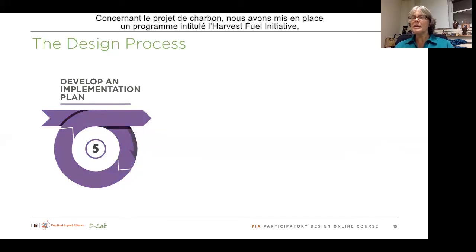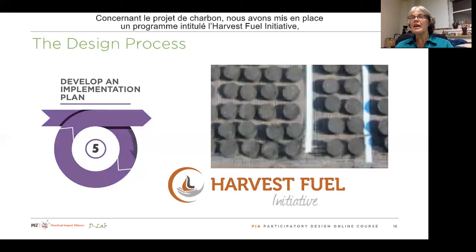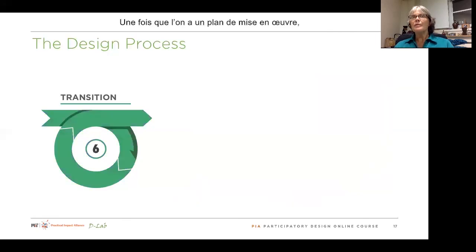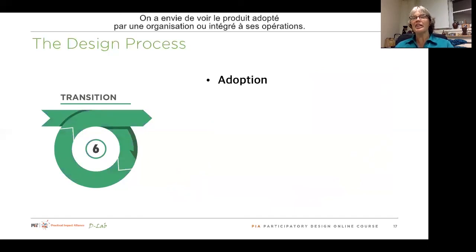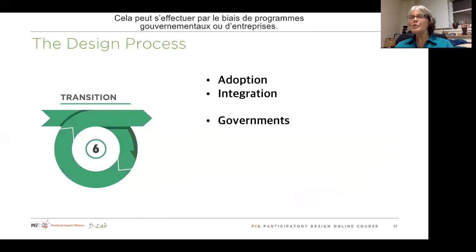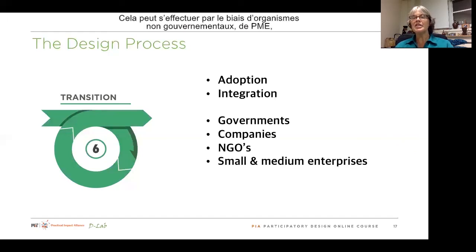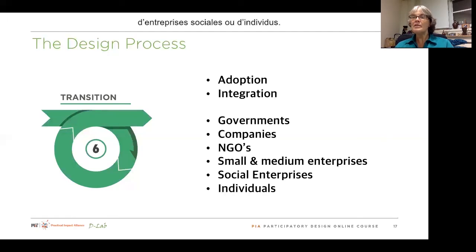For the charcoal project, we set up a program called the Harvest Fuel Initiative, and we partnered with many entrepreneurs and enterprises in order to learn about different possible mechanisms for getting our product to the market. Once you have an implementation plan, then it's time to think about transitioning out of the design phase. You'd like to see the product adopted or integrated into the operations of an organization. This could be through government programs or companies. It could be through non-government organizations, small and medium enterprises, social enterprises, or through individuals.